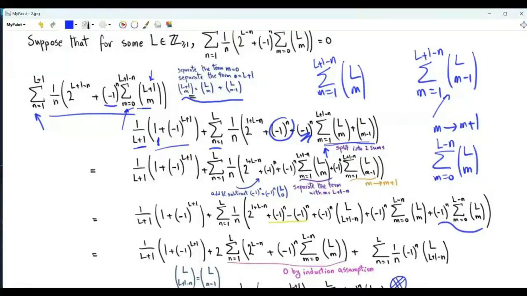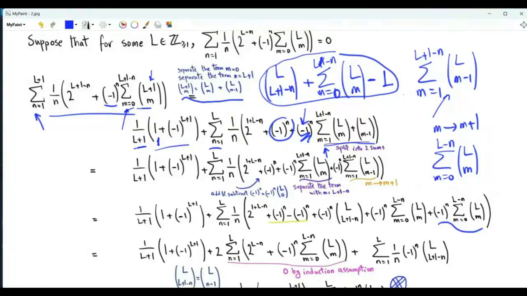In this summation here, stop at L minus n. We need to add the binomial coefficient L choose L plus 1 minus n. If we start the sum at m equal to 0, then we need to subtract 1. These three terms are multiplied by (-1)^n. We get (-1)^n, which goes away with this term. This binomial coefficient is here multiplied by (-1)^n. This sum times (-1)^n is exactly like this term. So we can multiply by 2.